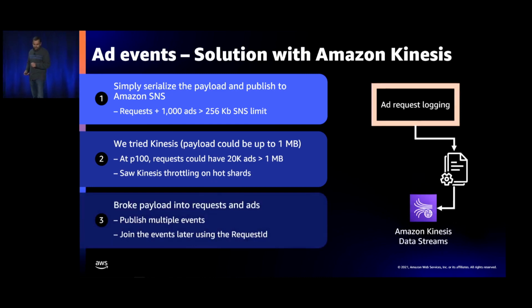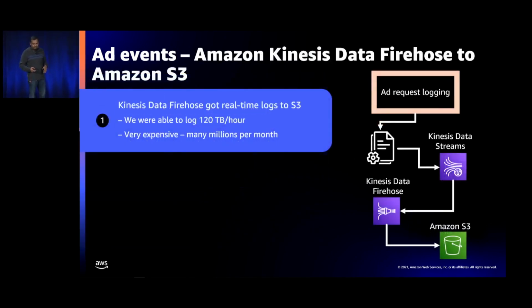Okay, we broke the payload down, and each request we started to break into multiple chunks. We would shove that onto the Kinesis stream, and then later pick it up from Kinesis Data Streams, attach it to an EMR cluster, and then join the data and make it available. To get the data into S3, we attached the Kinesis data stream to Kinesis Firehose, and Kinesis Firehose would put our data into S3. When we tested, we were able to log 120 terabytes per hour.